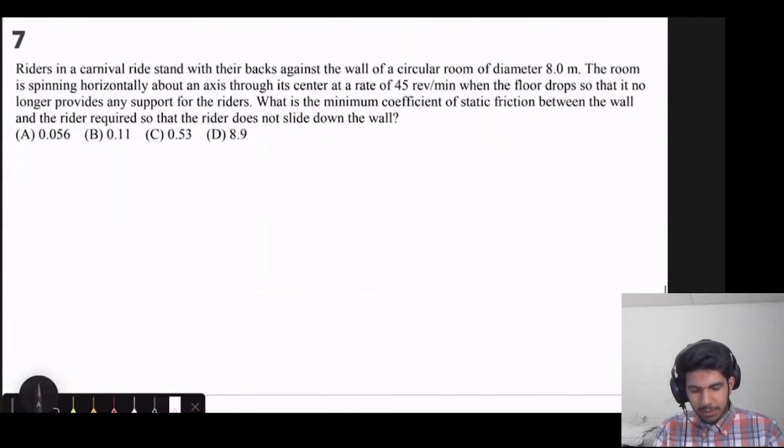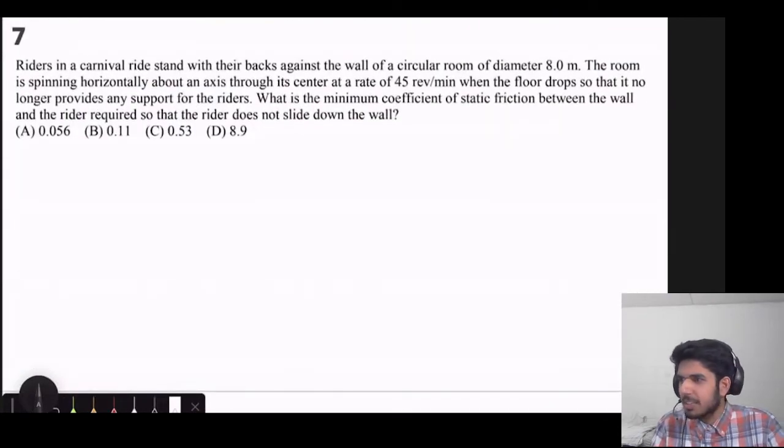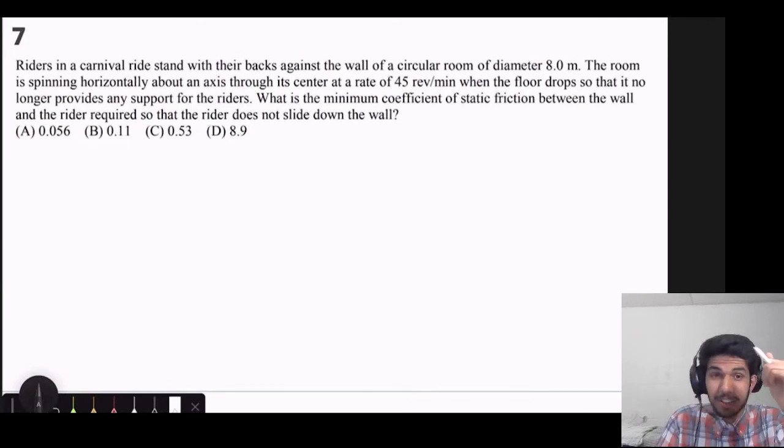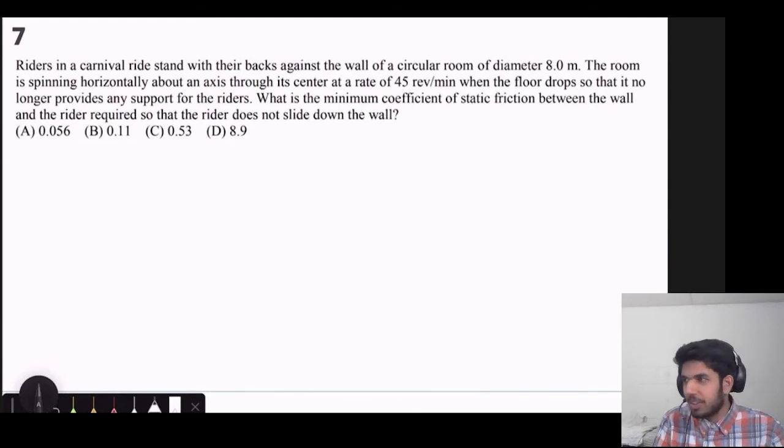Okay, let's move onwards. We have just a couple more questions, so we're probably going to end early, which is a-okay. This is a fun question. So, riders in a carnival ride stand with their backs against the wall of a circular room of diameter 8 meters. The room is spinning horizontally about an axis through its center at a rate of 45 revolutions per minute when the floor drops so that it no longer provides any support for the riders. And we're asked to find the coefficient of friction between the wall and the riders such that the rider doesn't slide down.